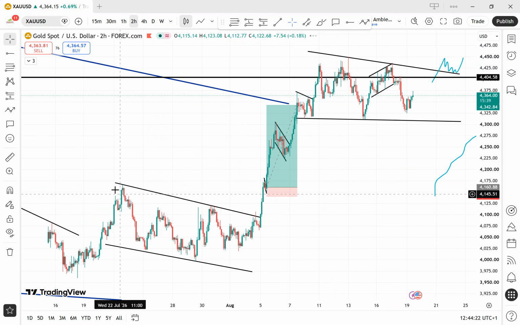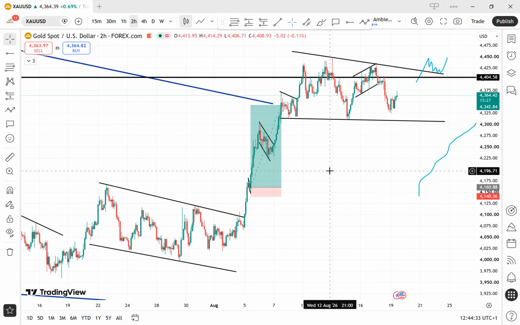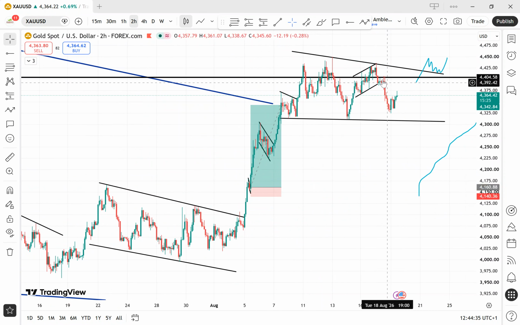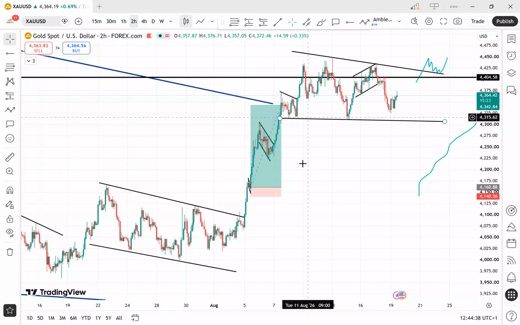As you can see right here, we have this continuation. Price broke out with an impulse, printed the continuation, and then we placed our entry at the top, stop loss below it, price took us in and gave us over 8R on that. I'm expecting the same to play out here on XAU USD.